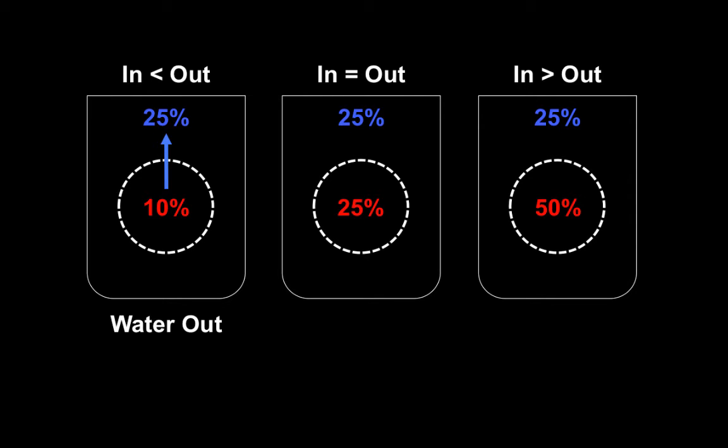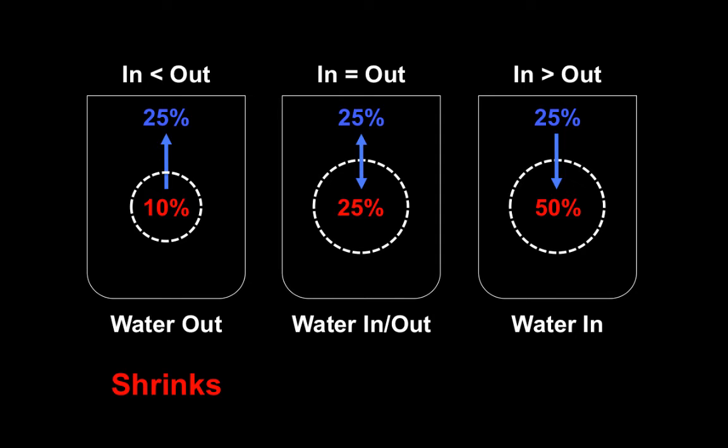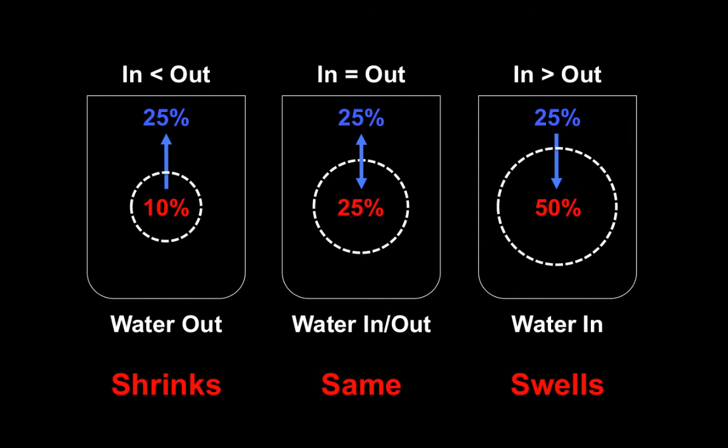It's going to move out. It's going to move in and out at the same rate because there's no difference. And it's going to move in. Now, once I've figured this out, it should be really easy to figure out what's going to happen to the cell. If water moves out, the cell is going to shrink. If water moves in and out the same way, it's going to stay the same. And if water moves in, it's like adding water to a balloon, it's going to swell.